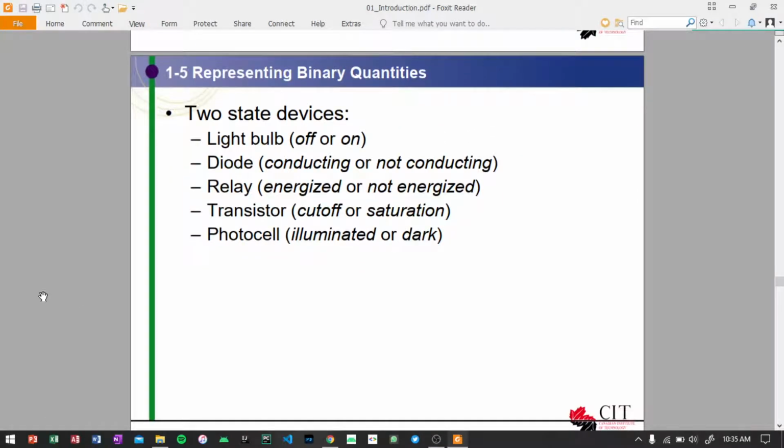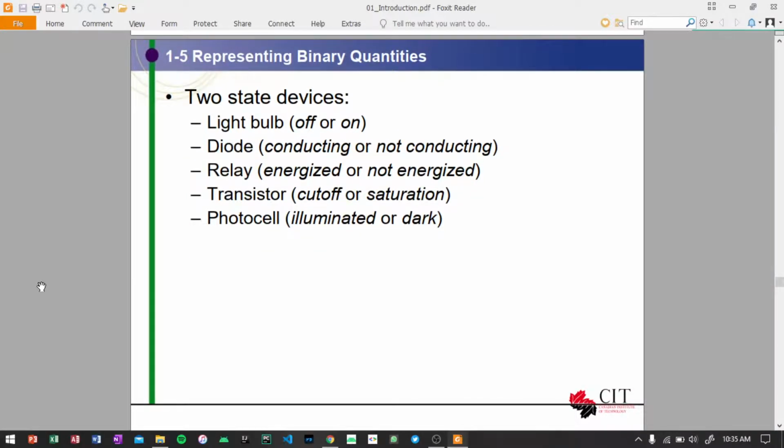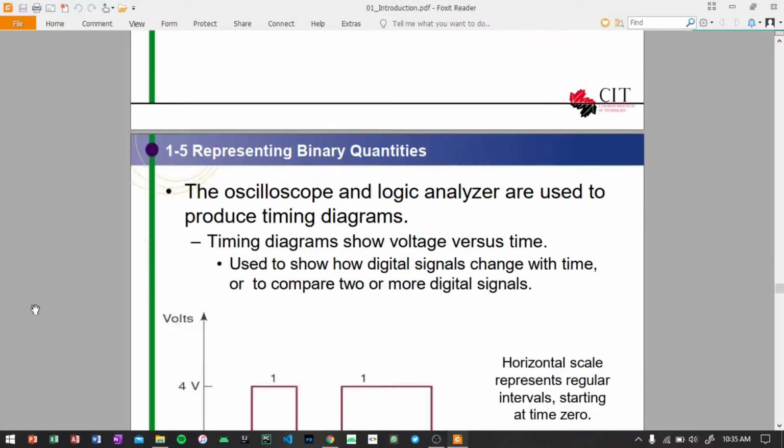We have two-state devices, as I said before: light bulb off and on, diode conducting and non-conducting, relay energized or not energized, transistor cutoff and saturation, photocell illuminated or dark, and so on.